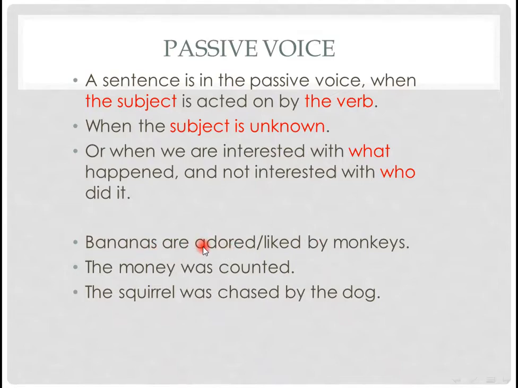And we see that the construction becomes that in this way we have the object first, and we have an auxiliary, which is determined by the tense, and we have the main verb in the past participle. So this is not the past tense, it is the past participle of adore and liked as well. And by the end we can add all the rest of the sentence, and we can add the subject if we would like to by preceding it with the word by.